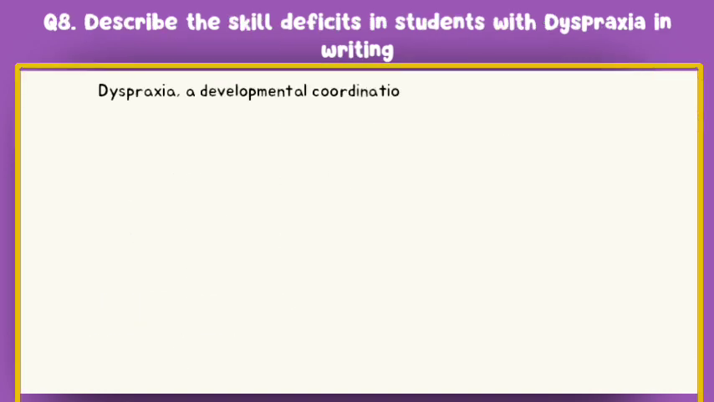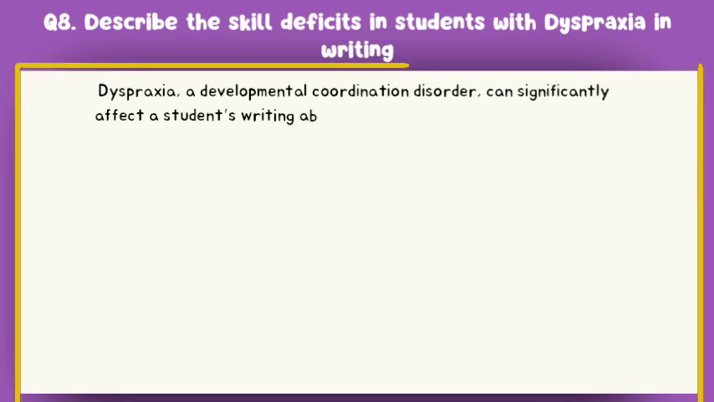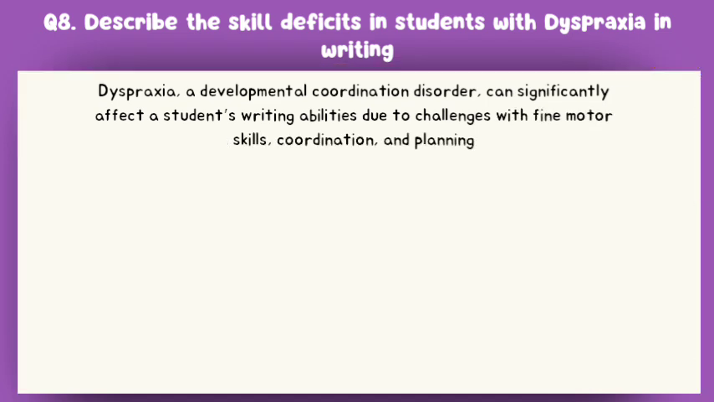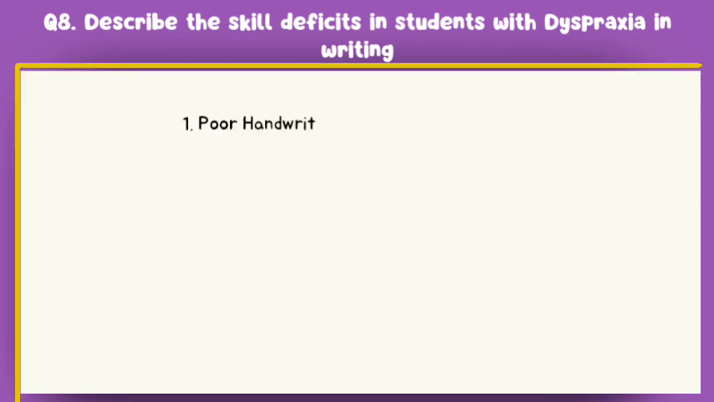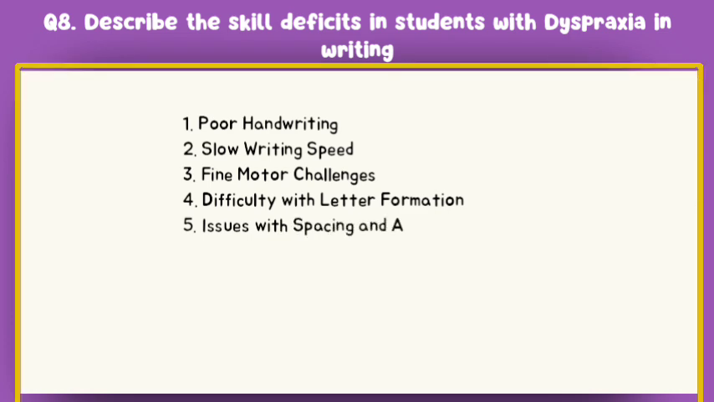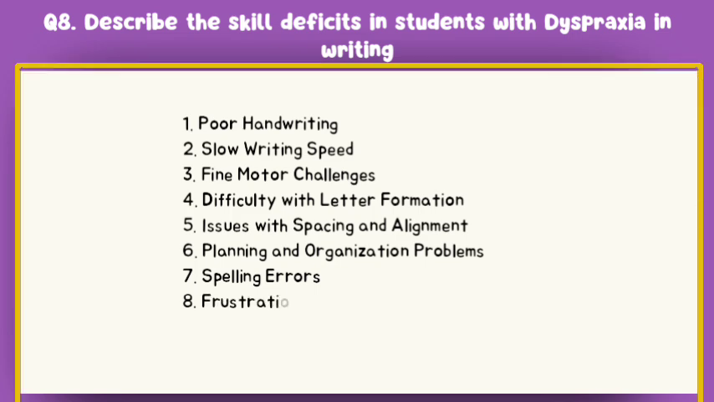Question number 8. Describe the skill deficits in students with dyspraxia in writing. Dyspraxia is a developmental coordination disorder that can significantly affect a student's writing abilities due to challenges with fine motor skills, coordination, and planning. Some common writing skill deficits include poor handwriting. That means difficulty in forming letters, leading to untidy handwriting. That means it can be inconsistent in size, shape, or spacing of the letters and the words.